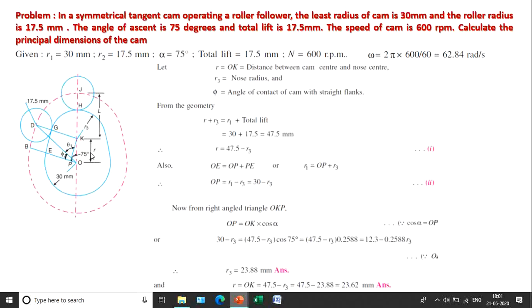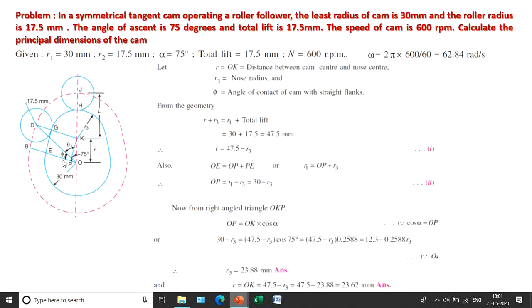Here R plus R3, this length, from O to K is R and K to H is R3. So R plus R3 will be equal to R1, the base circle radius, plus lift, so total lift. From the geometry we can equate like this: R plus R3 equal to R1 plus total lift. Since we know R1 is 30 plus lift 17.5, we can equate R plus R3 as this value, and we can put R as 47.5 minus R3.